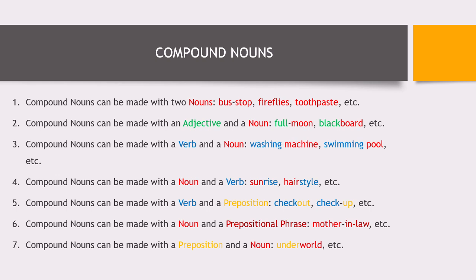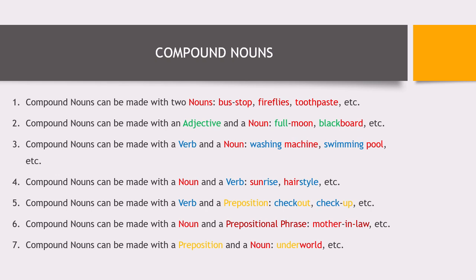Compound nouns. Compound nouns can be made with two nouns: bus stop, fireflies, toothpaste. Compound nouns can be made with an adjective and a noun: full moon, blackboard. Compound nouns can be made with a verb and a noun: washing machine, swimming pool. Compound nouns can be made with a noun and a verb: sunrise, hairstyle.